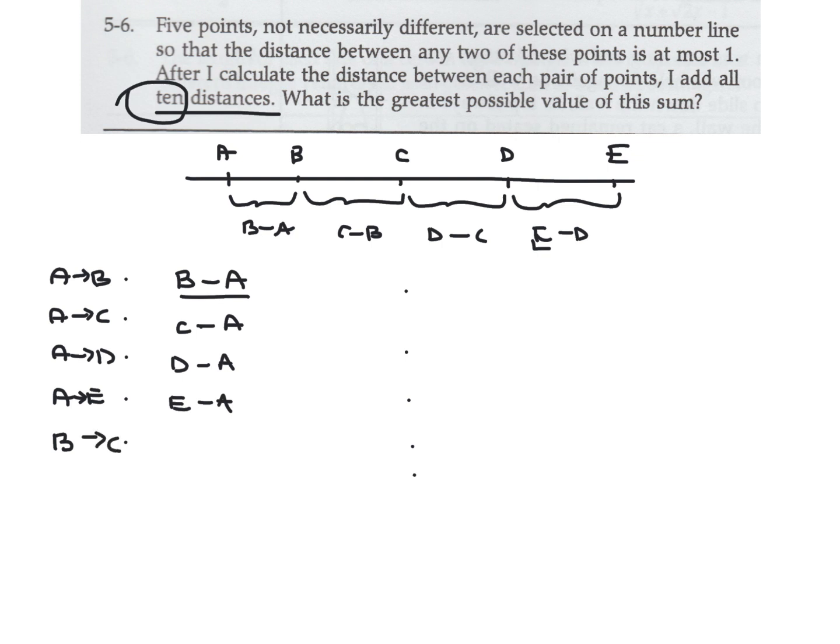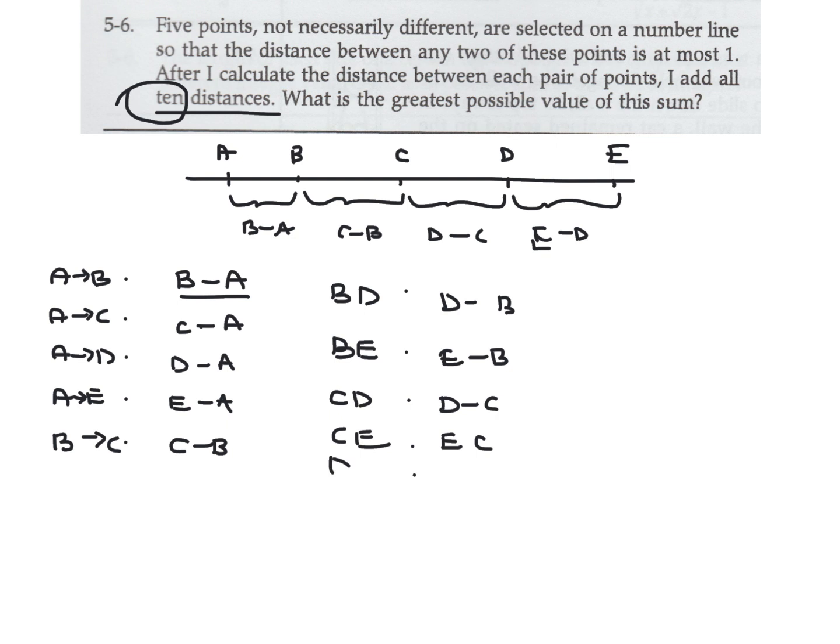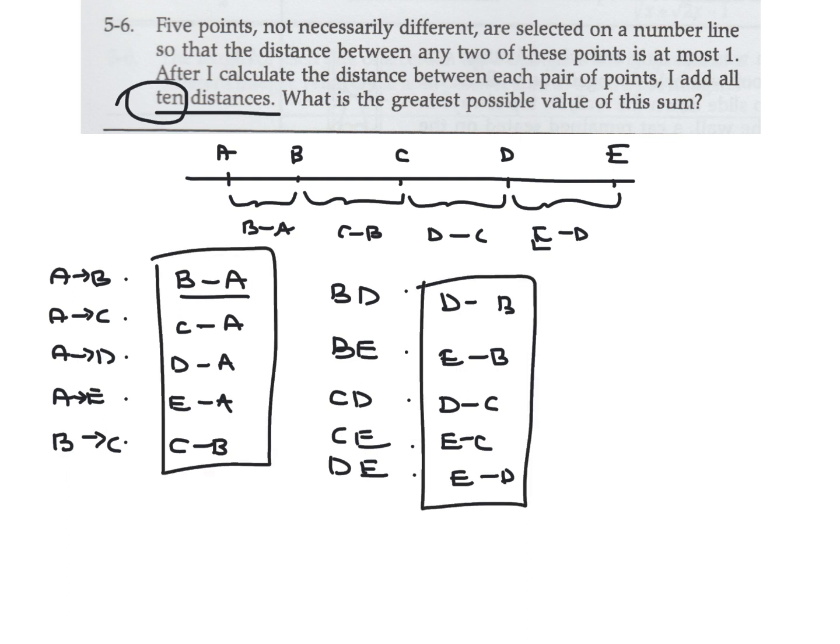So B to C is C minus B, and then what are the other ones? BD, that's D minus B. BE is E minus B, and then CD is D minus C. CE is E minus C, and then finally the last one, DE, which is E minus D. Okay, got it. So then these 10 distances are all added up because they want the sum. And when you do that sum, I'll let you add it all up.